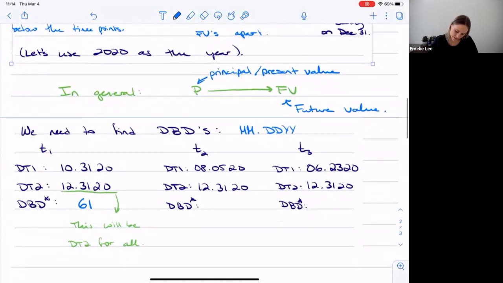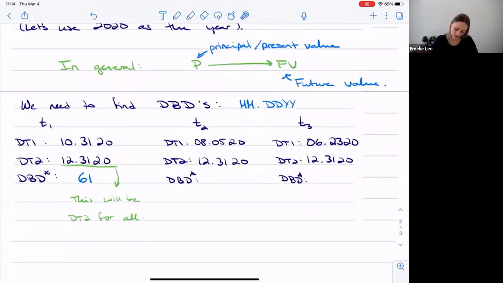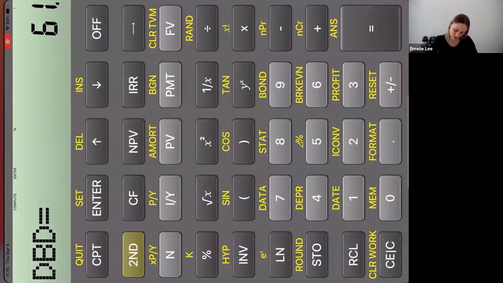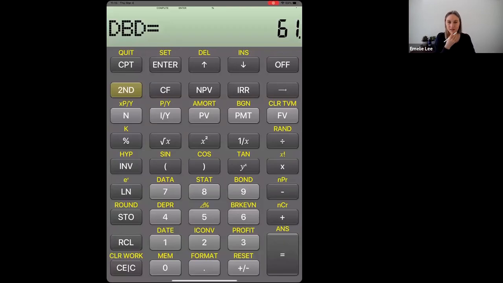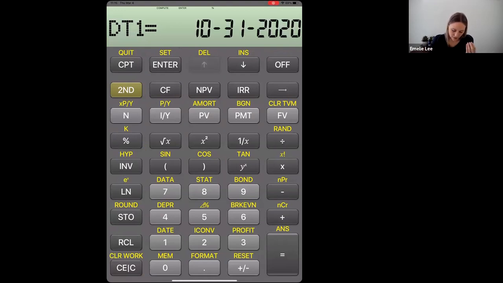Okay, so now what I want to do is the same thing, but I have to change date 1 to be August 5th, 2020. And I'll find the days between dates. So I'm going to go back to my calculator here. And I actually don't need to exit out of the menu. What I can do is just scroll up to date 1. And then I'm going to change it to August 5th, I want to say.